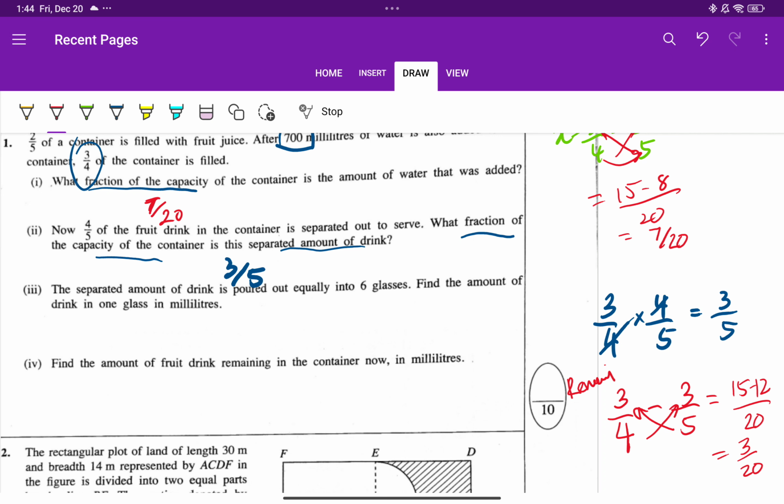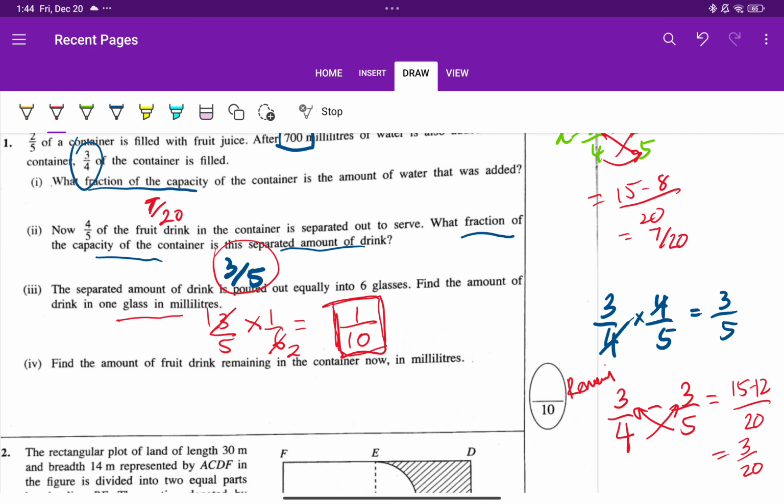Let's see. The separated amount of drink is poured equally into 6 glasses. Okay, this is the separated amount, right? This is poured equally into 6 glasses, which means this is divided by 6. What is another way to write this? This is multiplied by 1/6. Now, you can cancel these out. So that is 1 over 10. So 1 out of 10 is served to 1 glass. So 1 glass contains 1 out of 10 of the juice, right?